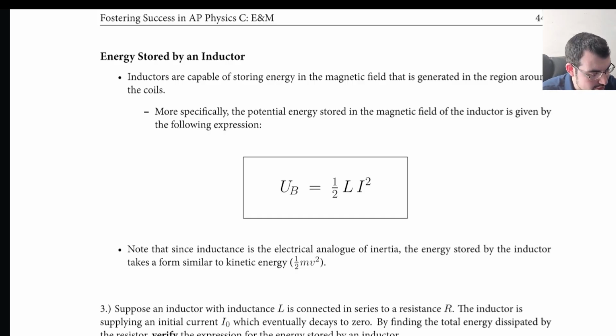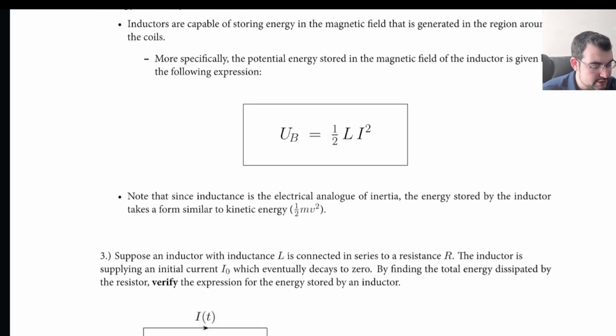So this L determines that opposition to change. And current, if we say that this matches with kinetic energy, then L is the mass or your inertia. The I is your V, which makes sense because V is the speed that you're going. So current is also a rate of change, and it's this flow.